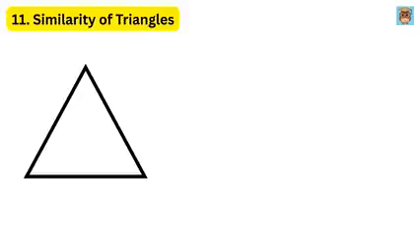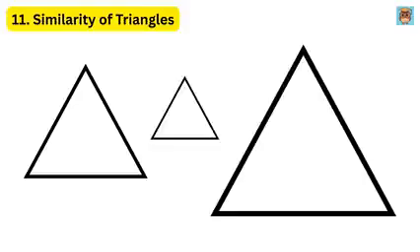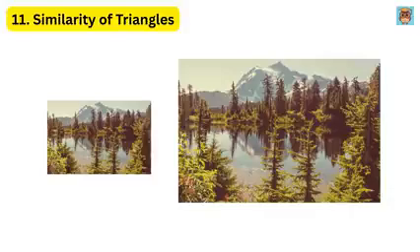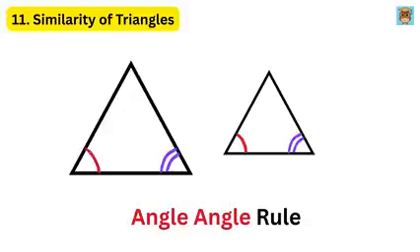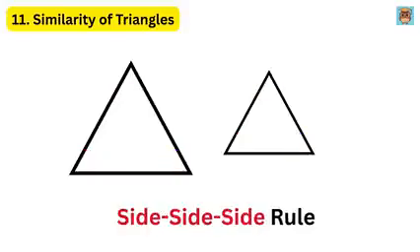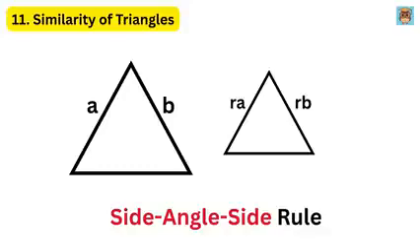11. Similarity of triangles. Similar triangles look alike, but can be different in size, like a big and small version of the same photograph. There are 3 main ways to check similarity. First, the angle-angle rule. If two angles of one triangle are the same as two angles of another, the third angle must also be the same, making the triangles similar. Second, the side-side-side rule. If all 3 sides of one triangle are in the same ratio as the sides of another, they are similar. Third, the side-angle-side rule.